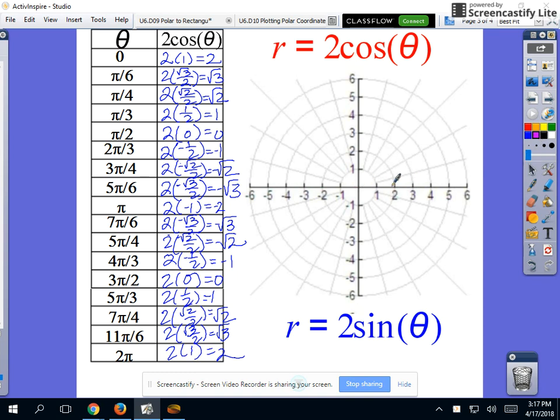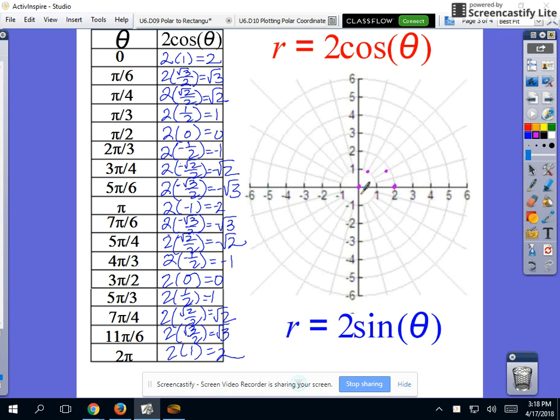So if we're at 0 for our theta, that means we're here. Then we're going to go to pi over 6, which is somewhere here, and we're going out root 3, which is about there. And then we're at root 2, and then we're at 1, and we're at 0. At pi over 2, we're at 0. At 2 pi over 3, we're at negative 1.